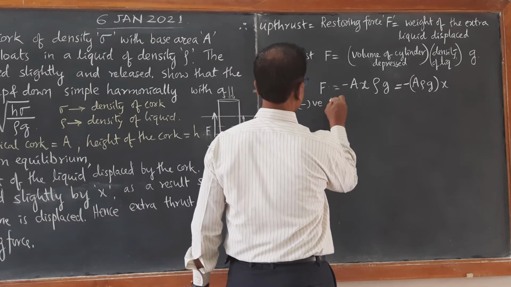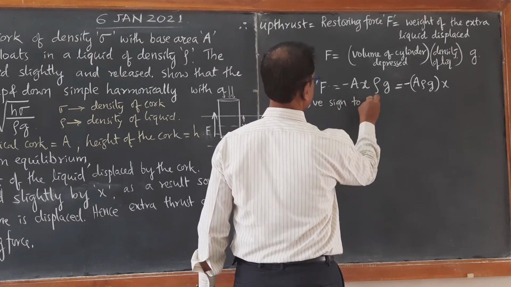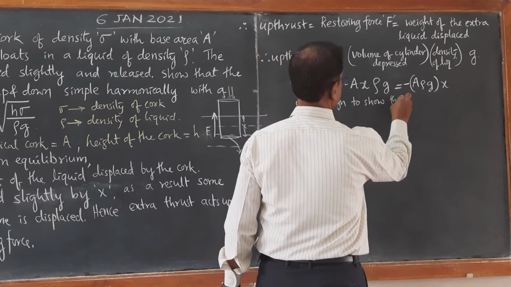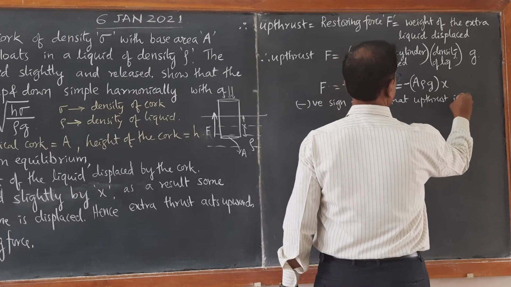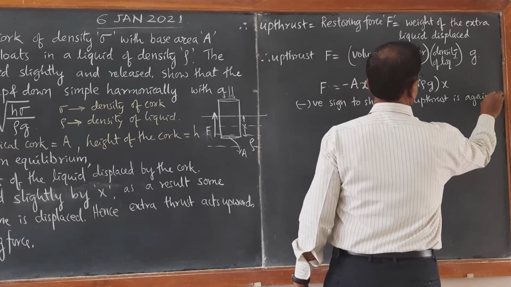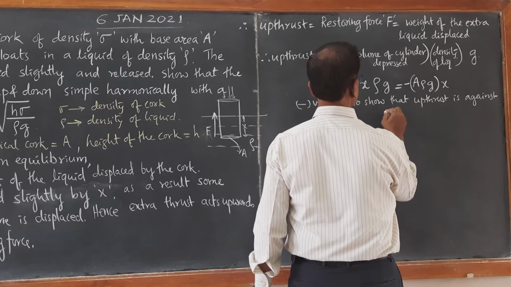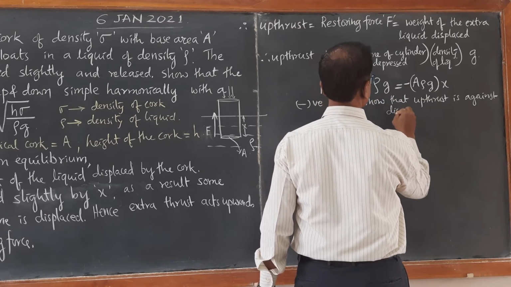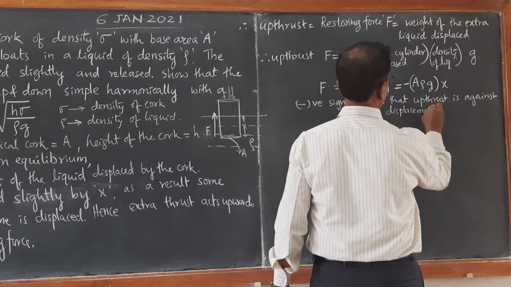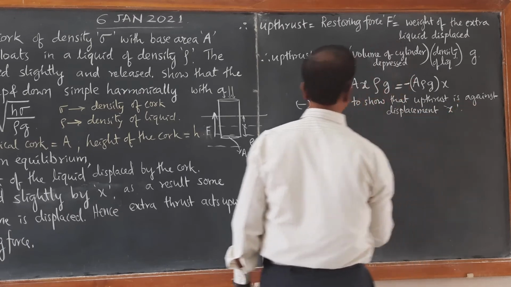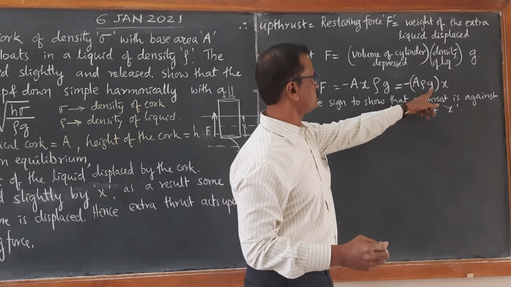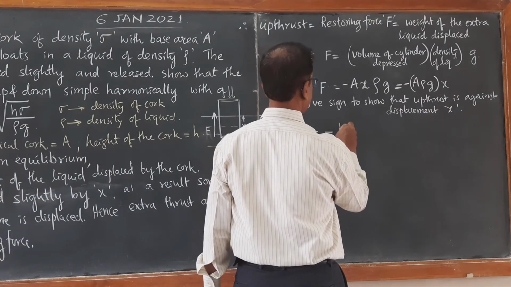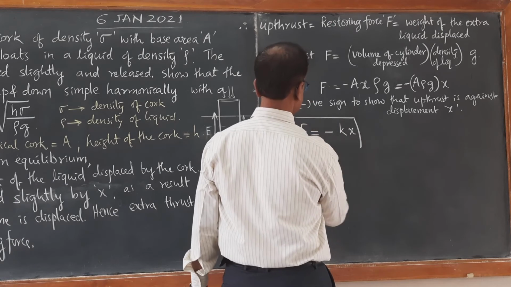Negative sign to show that upthrust is against displacement x. Therefore, we can see that if you take this A rho g as a constant, then F is equal to minus kx. So this is the force law.